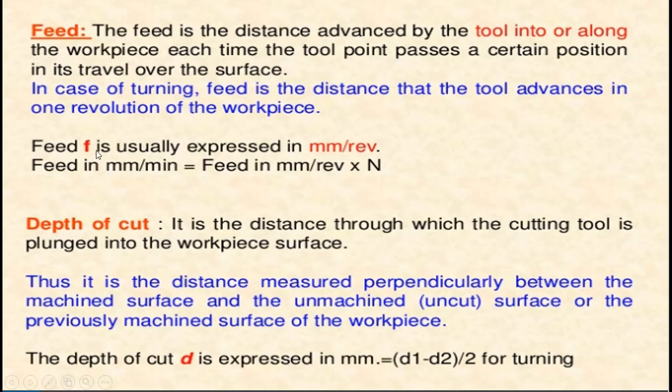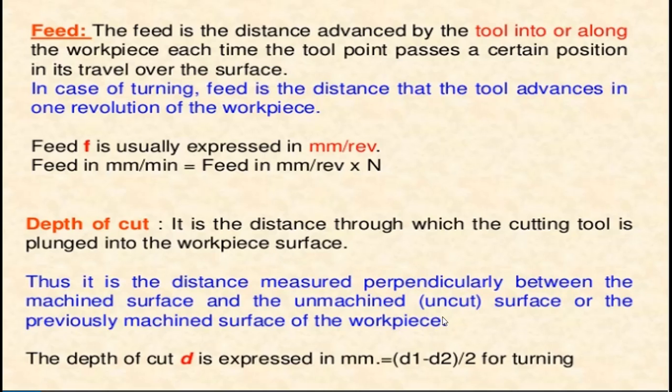Feed is generally denoted by small f and expressed in mm per revolution. If feed is given in mm per revolution, it can be converted into per minute by multiplying by the rpm. The third cutting parameter we have is depth of cut. It is nothing but the distance through which the cutting tool is plunged into the workpiece.